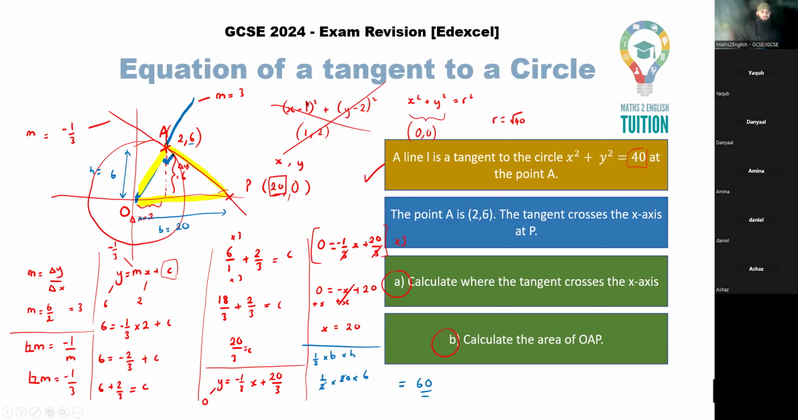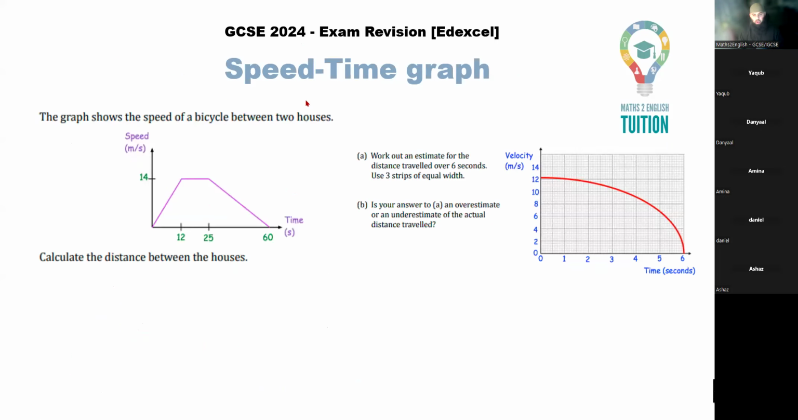All right, so let's go to the next typical question. We're looking at the speed and time graph. The speed and time graph is an underestimated question because a lot of people neglect graph questions.